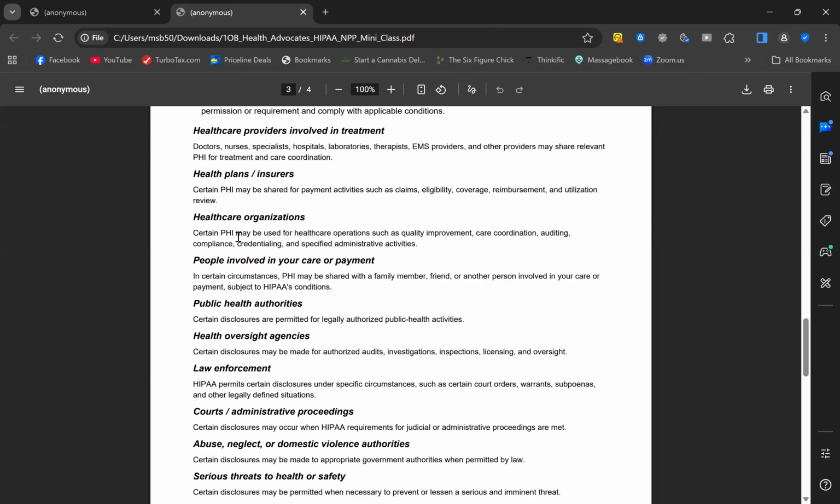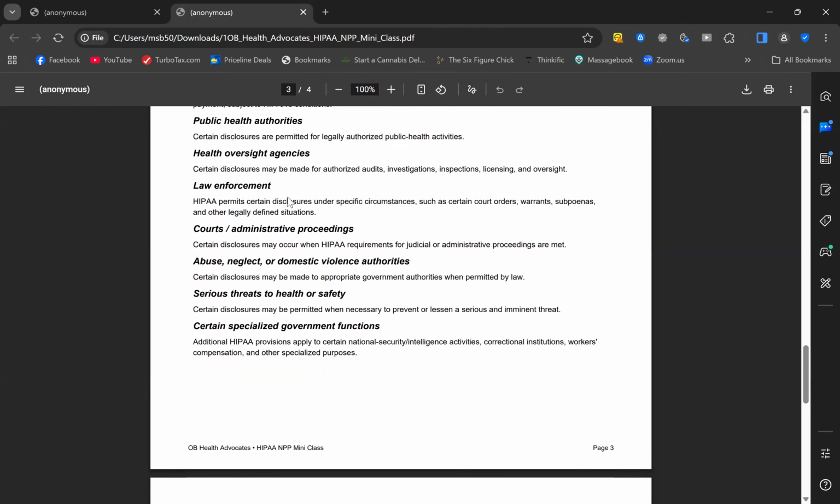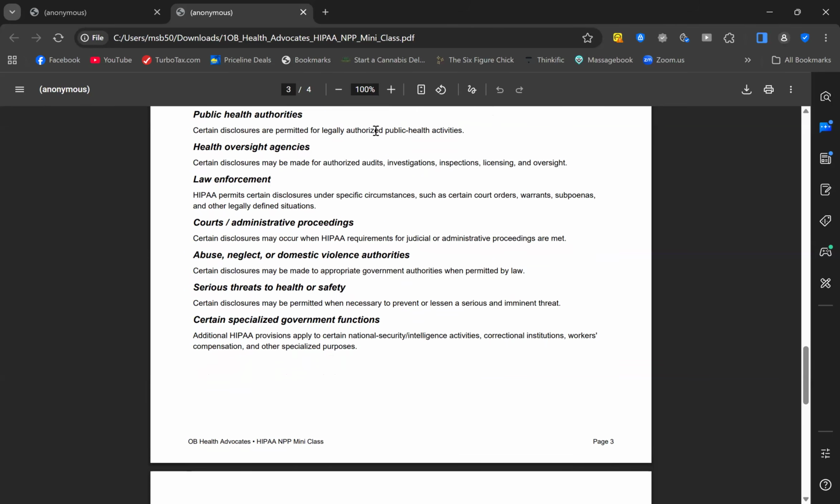Healthcare organizations. Certain PHI may be used for healthcare operations such as quality improvement, care coordination, auditing compliance, credentialing, and specified administrative activities. People involved in your healthcare or payment. In certain circumstances, PHI may be shared with a family member. You sign a release. A friend, you sign a release. And or another person involved in your care or payment, subject to HIPAA's conditions. Public health authorities. Certain disclosures are permitted for legally authorized public health activities.